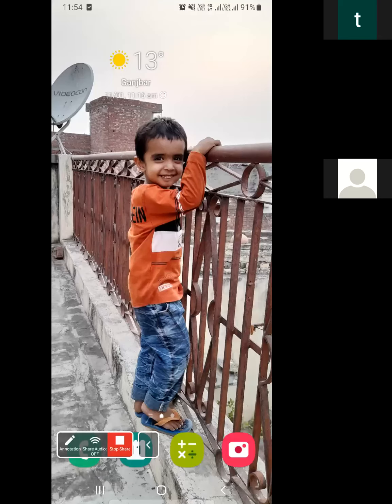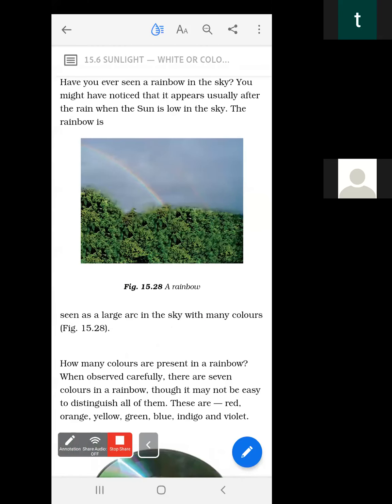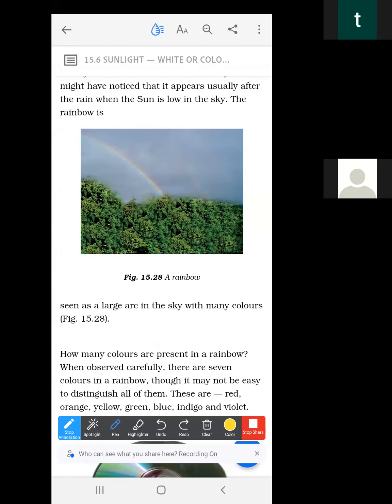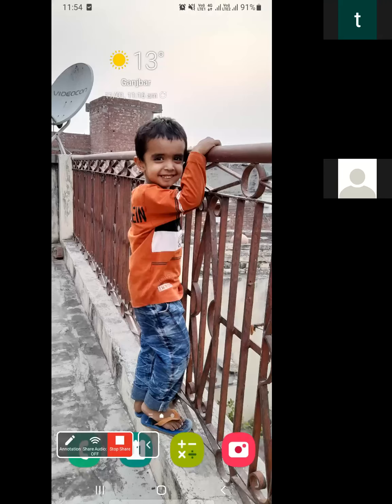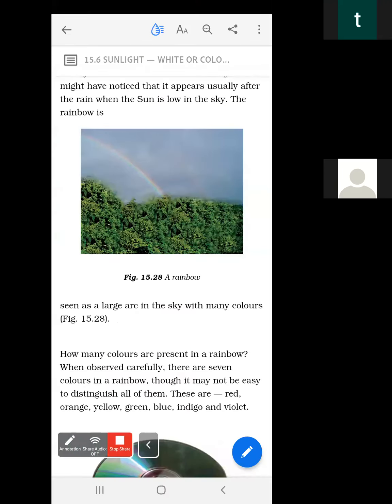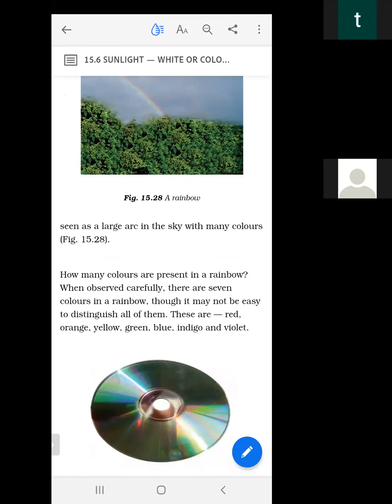Yes, you can remember like this, Vibgyor. So take the alphabet of each word. Vibgyor. V stands for violet. I stands for indigo. B stands for blue. G for green. Y for yellow. O for orange. R for red.